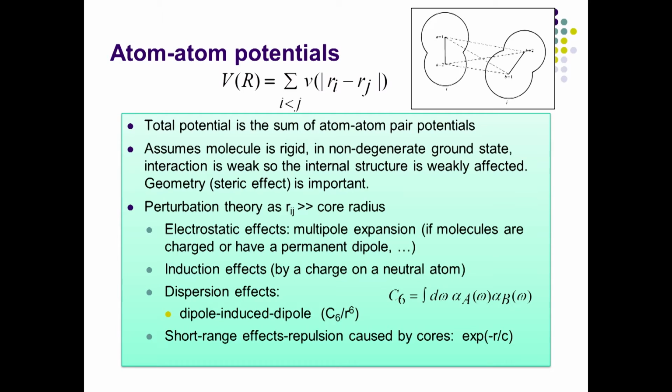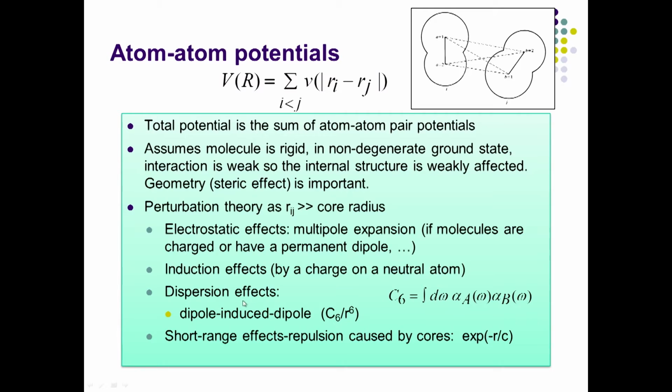Now, if you look at perturbation theory, as r_ij goes greater than the core radius, and you can see this core radius is given around these atoms. You can see these two atoms and their core radius, which essentially shows the electronic cloud around them. So, now we can use perturbation theory for r_ij greater than the core radius. So, we make sure that they are long range beyond the core radius, and for electrostatic effects we use the multipole expansion, and induction effects by charged or neutral atoms.